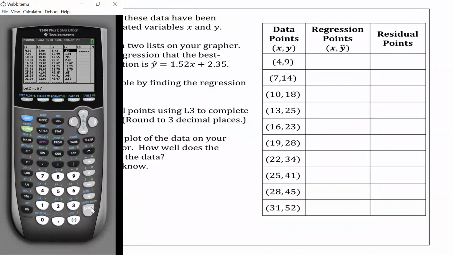Yep. So here are all your values. The points just mean that you understand that they all have the same X value. Does that make sense? So the X values are going to be the same all the way down. So the X values here are 4, 7, 10, 13, 16, 19, 22, 25, 28, 31. And then what did you get for your values?